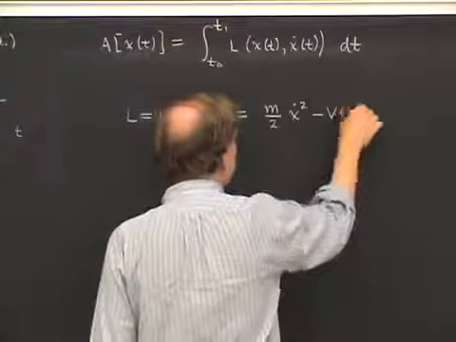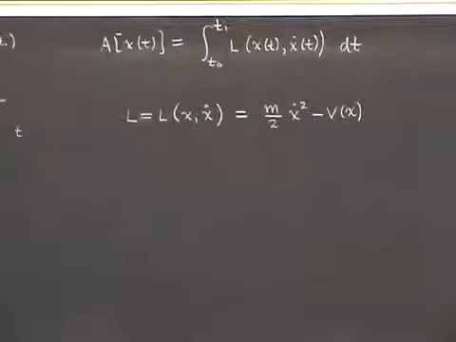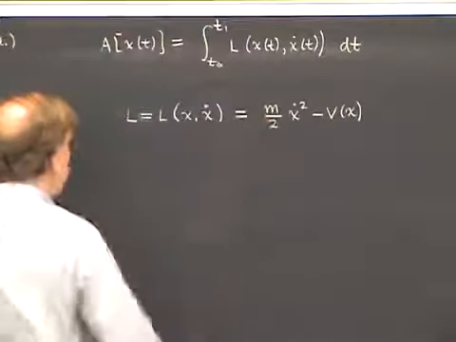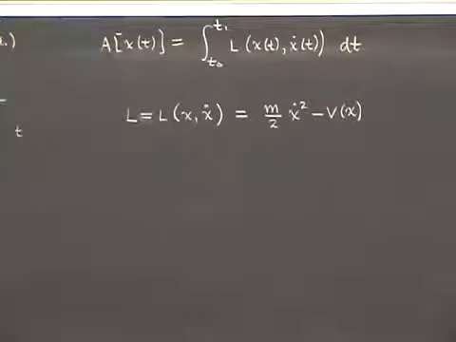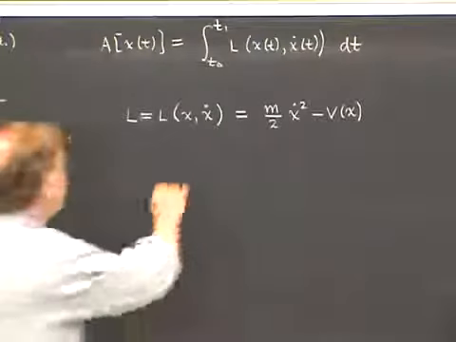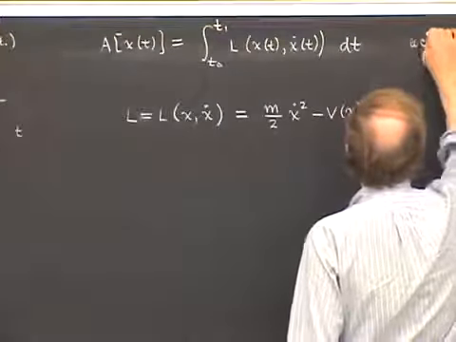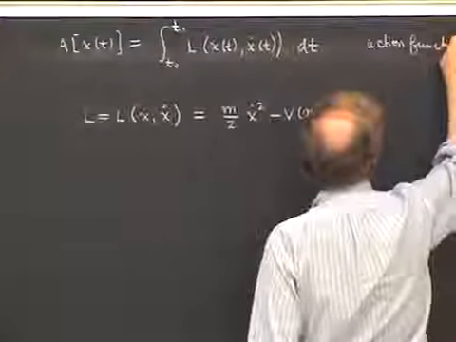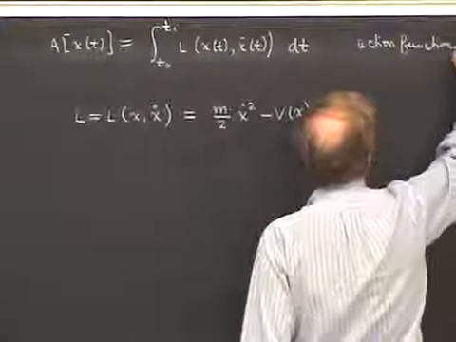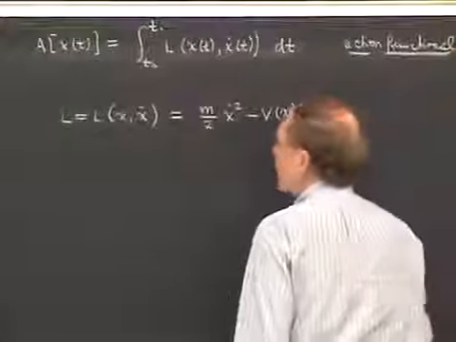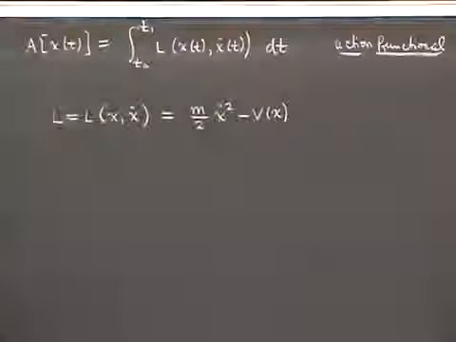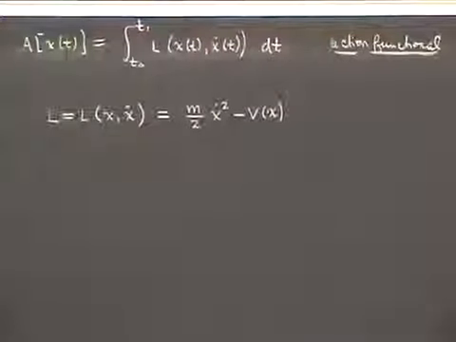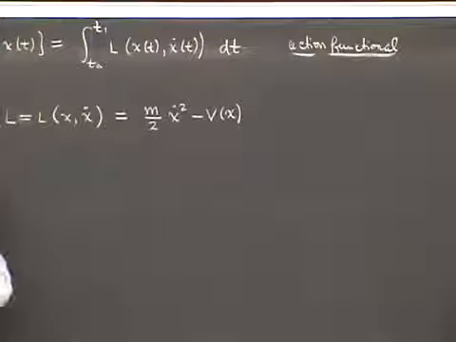We're just talking about simple one-dimensional kinetic energy, potential energy problems. It's kinetic minus potential energy. So that's the Lagrangian that we'll use. Anyway, this A is called the action functional, and it's defined on all paths, whether or not they're physical from a classical standpoint. Now, there is, however, something that characterizes the physical paths.